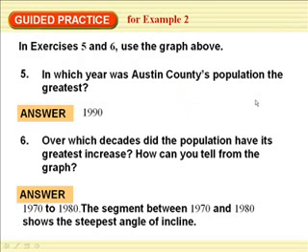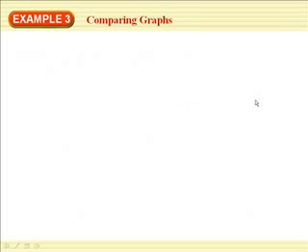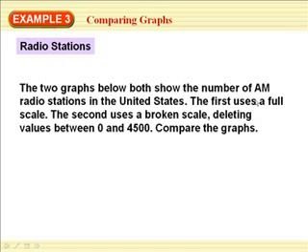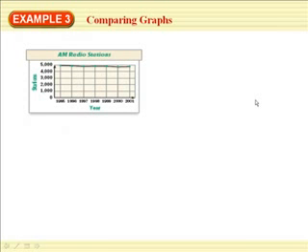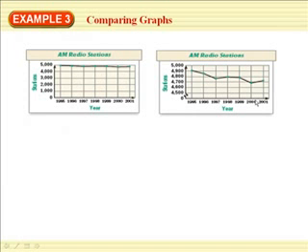Okay, example number 3, comparing graphs. So we go in and we look at comparing these graphs right here. We have radio stations. The two graphs below show the number of AM radio stations in the United States. The first uses a full scale. The second uses a broken scale, deleting the values 0 to 4,500. Compare the graphs. So you'll see that right here, because the scale is so wide on this one, it really doesn't show much difference between the numbers right here. They almost look like they're in a straight line.